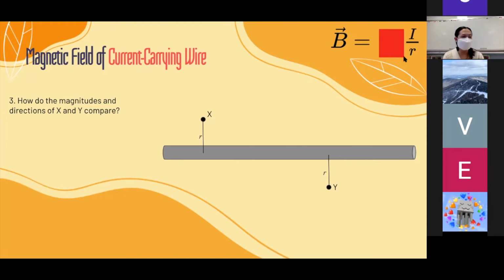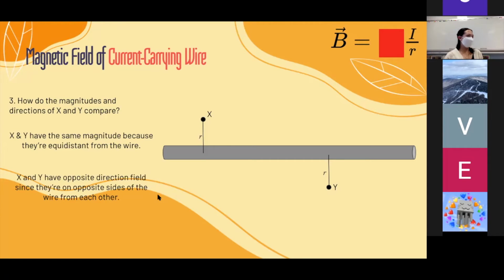How do the magnitudes of X and Y compare? They would just be the same because they're near the same wire, so they have the same current. They're the same distance away, so they have the same R. They're going to have the same size field. Maybe those are both, I don't know, 50 microtesla or something like that. But since they're on the opposite side of the wire, they have opposite direction of field.